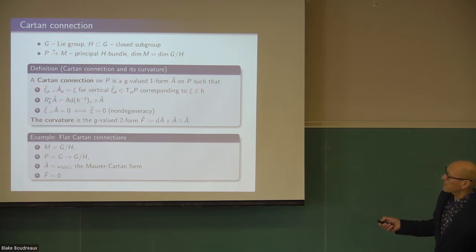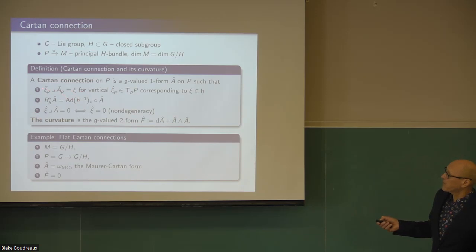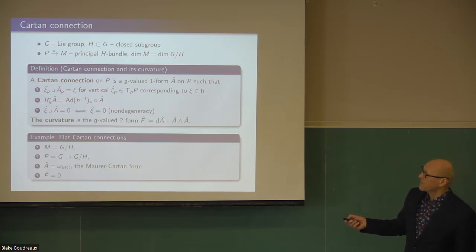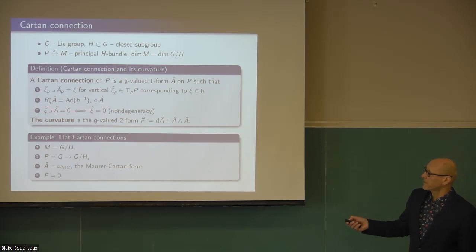So upon those conditions, a Cartan connection on P is a Lie algebra of G valued one-form, which has the first two properties the same as in the case of the regular connection on a principal fiber bundle. So contracted with any of the vector fields generated by the action of H, it just reproduces the corresponding element of the Lie algebra. And it has the same transformation law with respect to the right action of this group H on the bundle, the same as the standard connection. The difference is here. The difference is that it doesn't annihilate any tangent vector except for zero. So this is the difference, what makes it a Cartan connection, as opposed to just a connection in a principal fiber bundle.